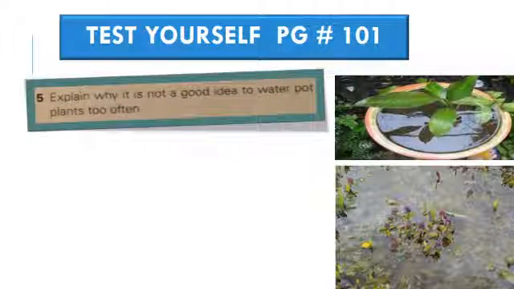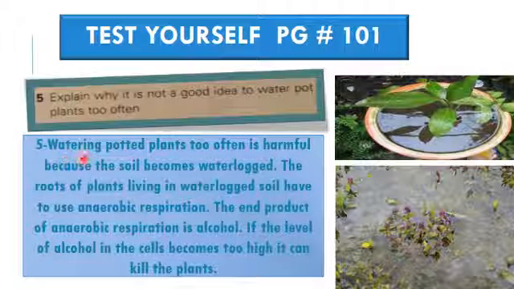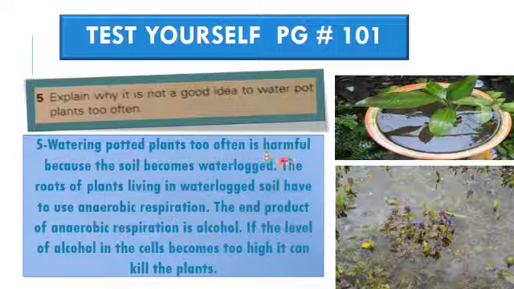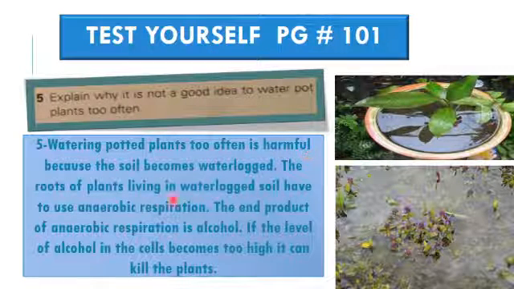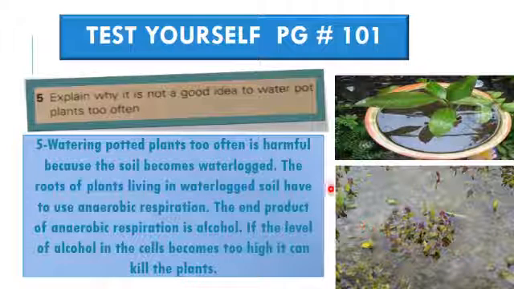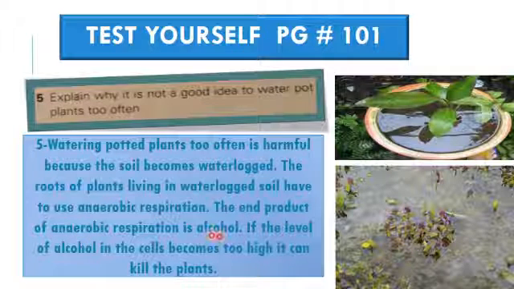So here is another question: explain why it is not a good idea to water plants too often. The reason is, watering potted plants too often is harmful. If you give a lot of water to your potted plants, what happens? The soil becomes waterlogged. As you can see here, the plants are dipped into the water, they will start respiring anaerobically, and the end product of anaerobic respiration is alcohol.